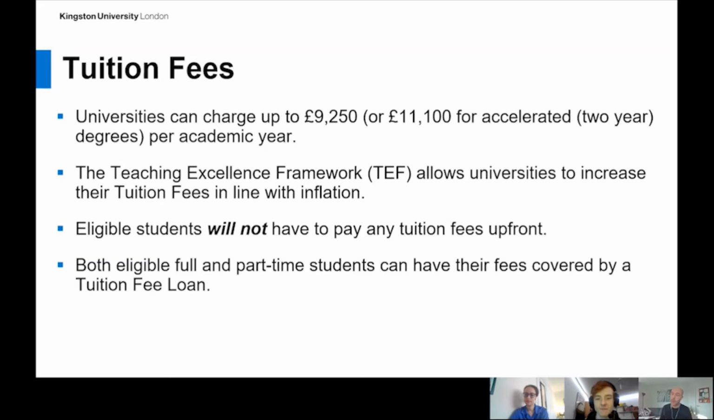Both eligible full and part-time students can have their fees covered by what's called a tuition fee loan. That's what you apply for. It's non-means tested, which means that it doesn't take into consideration things like your assessed household income, where in the UK you decide to study, and whether you move out of your parental home. That's not the case with another loan that we'll talk about in a second, but for this, if you're eligible, you will have your fees covered.